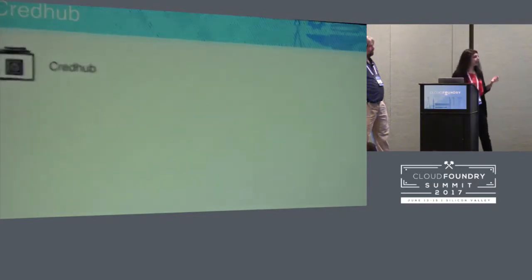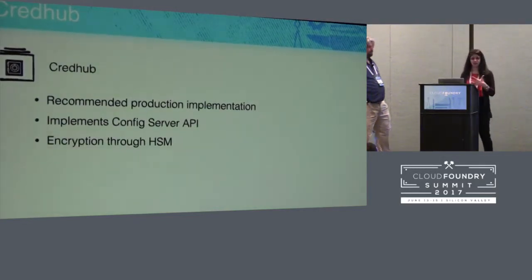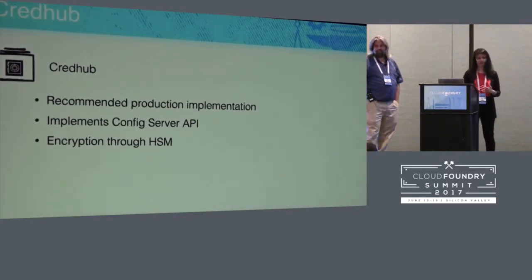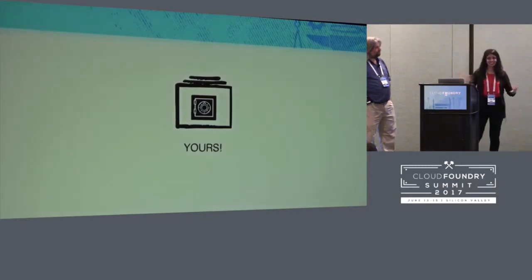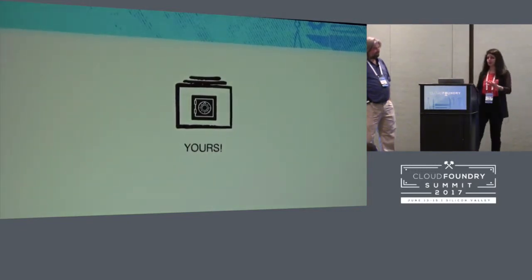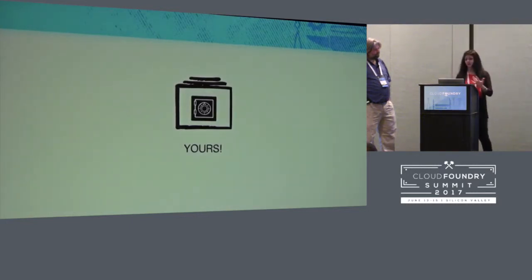So CredHub is actually our recommended production implementation of the config server API. It does encryption through HSM, and in the future, it's also going to be handling rotation of your credentials. So what this means is you can write your own. The world is your oyster or your Bosh clam. If you're interested in using Vault, for example, you can just write a config server in front of it, and it can still communicate with your Bosh deployment. So you'll have a Vault-enabled Bosh deployment. So really, it's up to you, whatever you feel like doing with it.